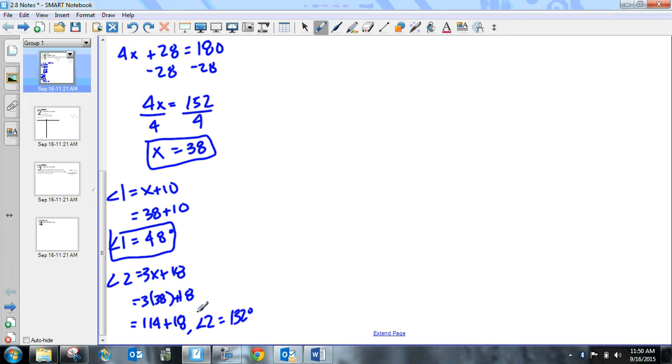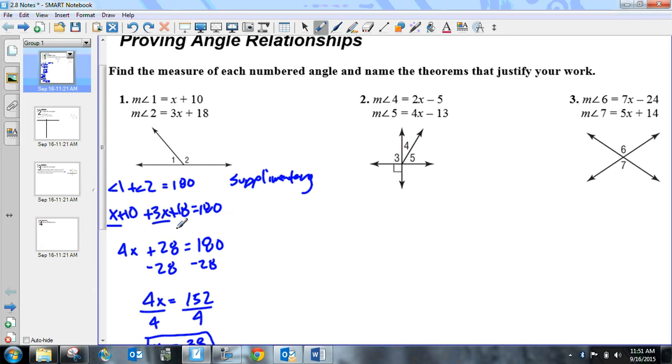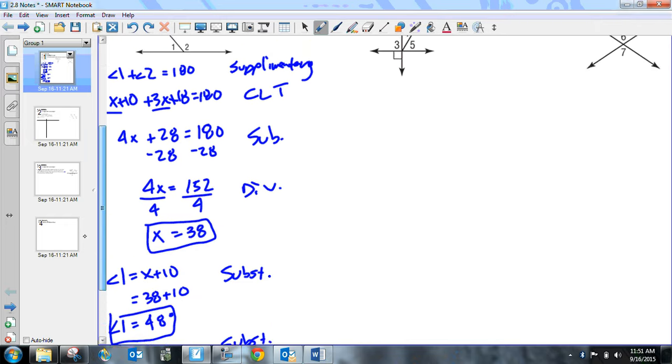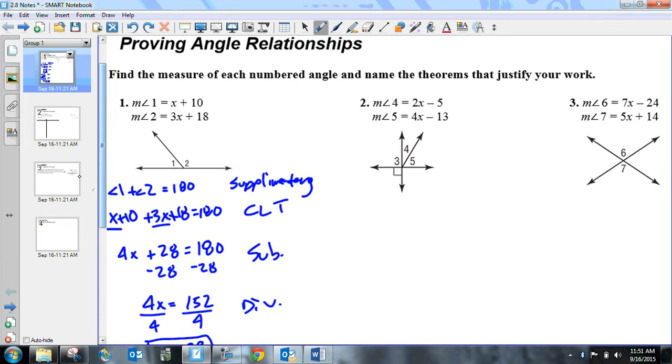Now, I didn't really justify all my steps. I spoke them. From here to here, I combined like terms. From here to here, I subtracted. From here to here, I used division. And then from here to here, I used substitution. From here to here, I also used substitution. So this is a pretty standard problem that we do in geometry.